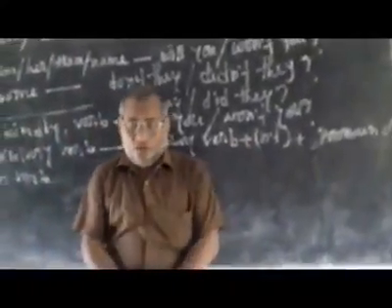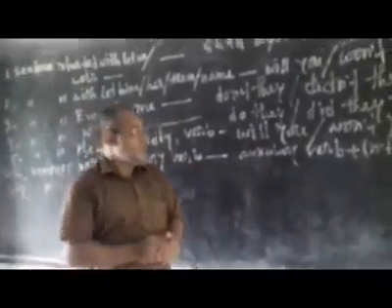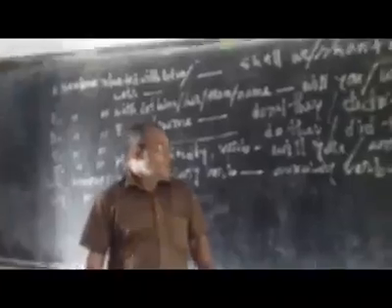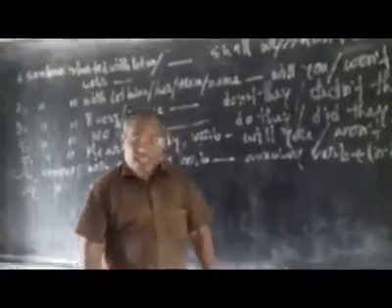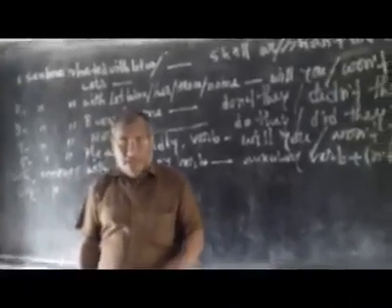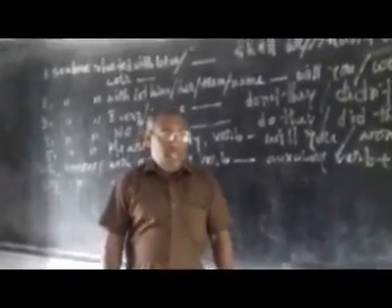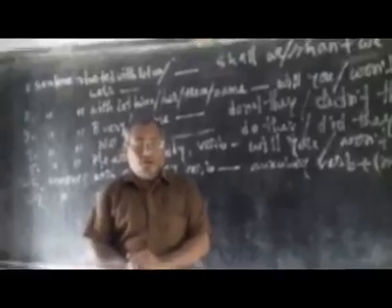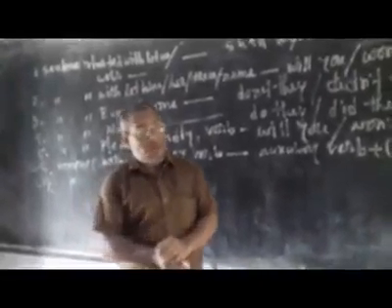Then we should know some pronouns. If the subject is masculine gender, we will use he. If the subject is feminine gender, we will use she. If the subject is plural, we will use they. There are some subjects which are neither masculine nor feminine. They are called neuter gender. Suppose the car is a neuter gender, so for this case we will use not he or she, we will use the pronoun it.